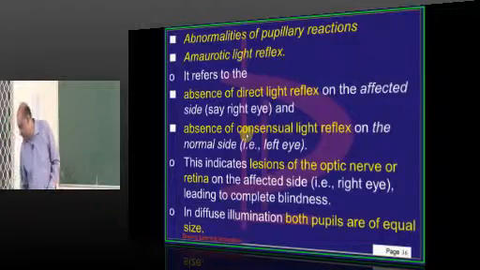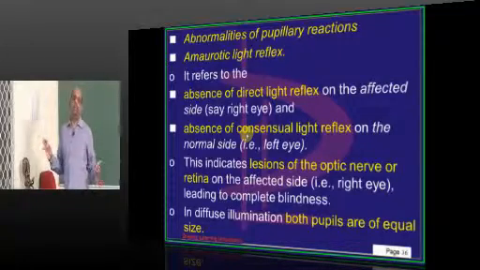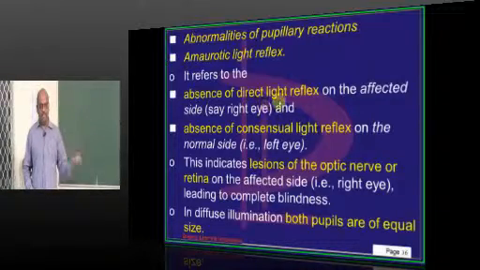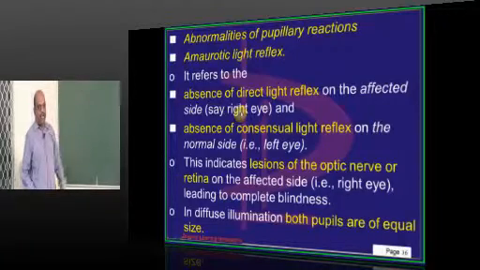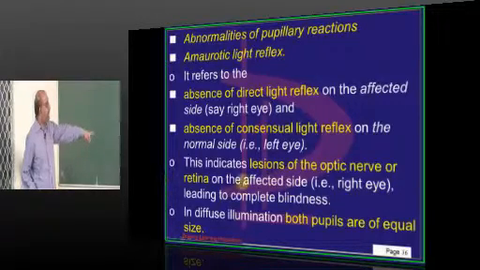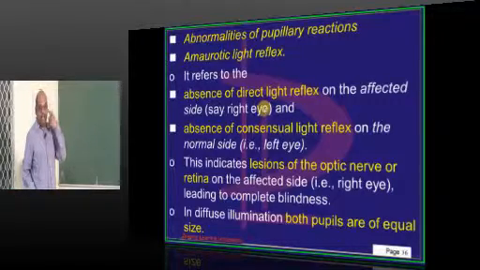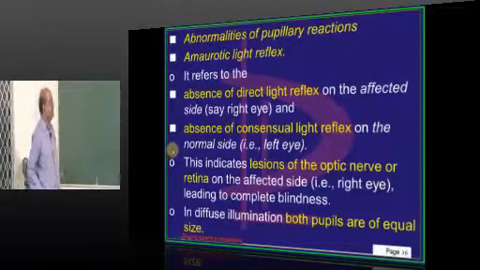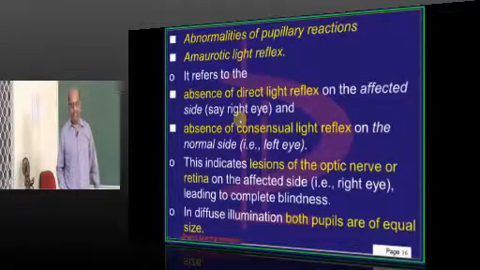You have hemerotic pupil. What is the meaning of it? Hemerotic means your retina is unable to perceive the light. So, suppose the right eye got affected. Generally hemerotic pupil occurs if there is any lesion in the optic nerve or the retina. Let us say the optic nerve or retina on the right side got affected. What will happen? Direct light reflex will be missing in the affected eye.